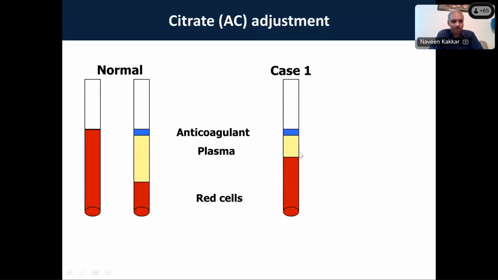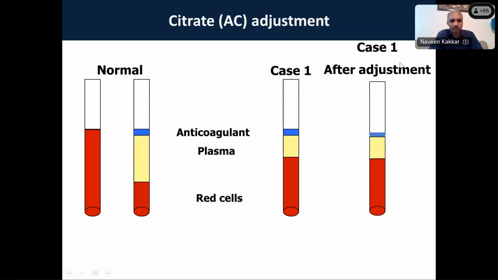But if we use the same tube, we gave this patient the same amount of anticoagulant. So that is why the anticoagulant was in excess for this plasma and the PT, aPTT were spuriously or artifactually prolonged. They were not actually prolonged. So if you do a citrate correction, which means, I'll show you the next one.